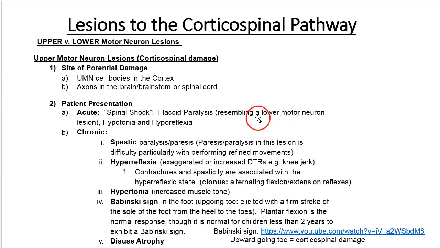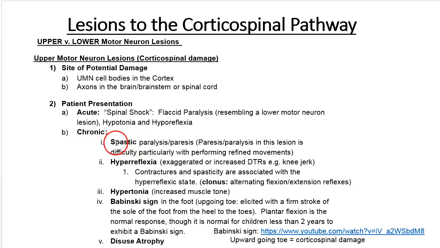But over a period of time, days to weeks, we'll see a chronic state, and that chronic state is dramatically different. We'll see what we call a spastic paralysis, or paresis. Paralysis is total loss of motor strength. Paresis is a weakness. This paralysis or paresis is a difficulty performing skilled movements, voluntary movements. That term spastic is different from the commonplace term spastic.